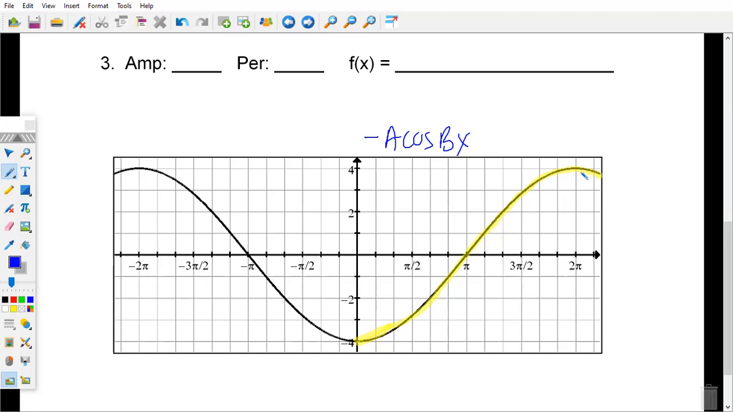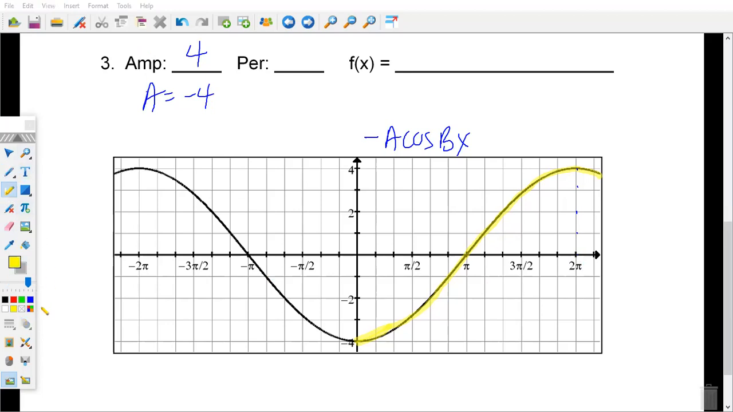But your A, coming down from our max to our axis of symmetry, our axis of our wave, is 4. So we know A equals negative 4, and our amp is positive 4. Okay, your period.